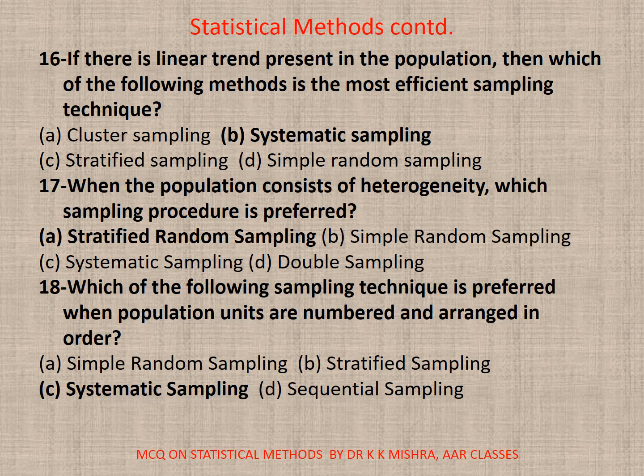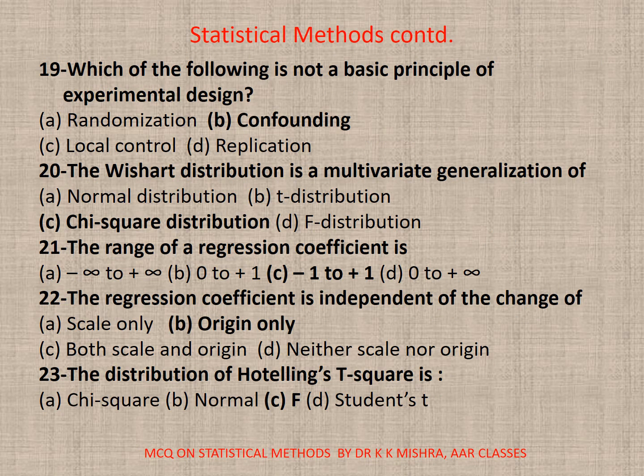18. Which of the following sampling techniques is preferred when population units are numbered and arranged in order? A. Simple random sampling, B. Stratified sampling, C. Systematic sampling, or D. Sequential sampling. Correct option is C. Systematic sampling.